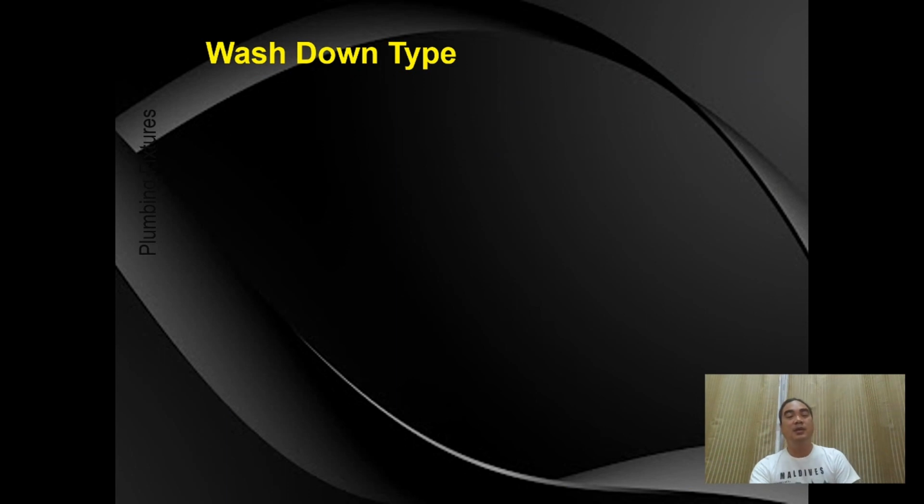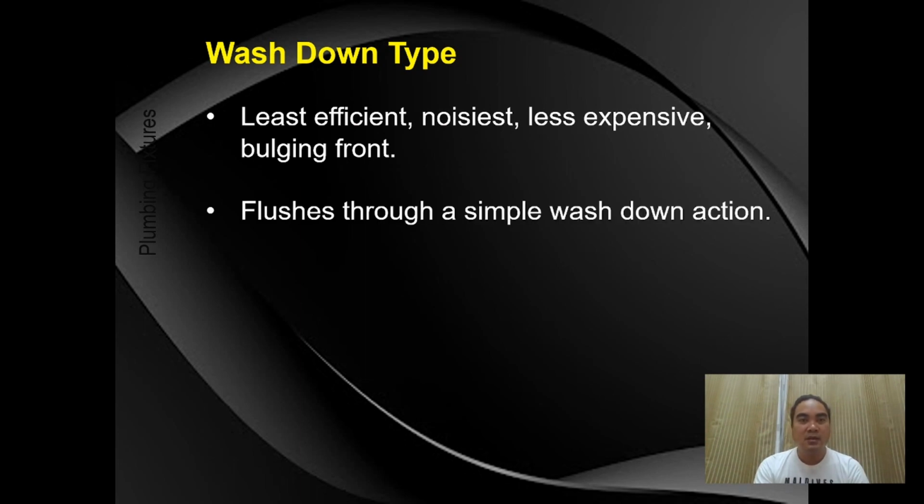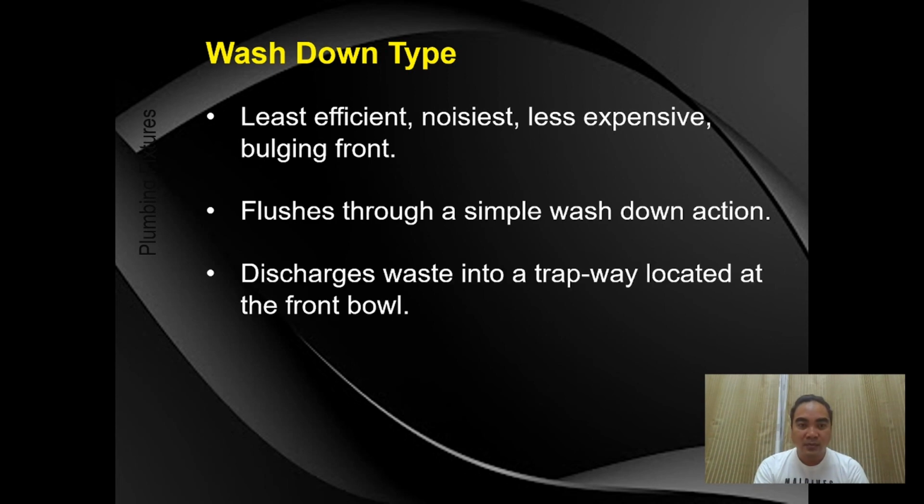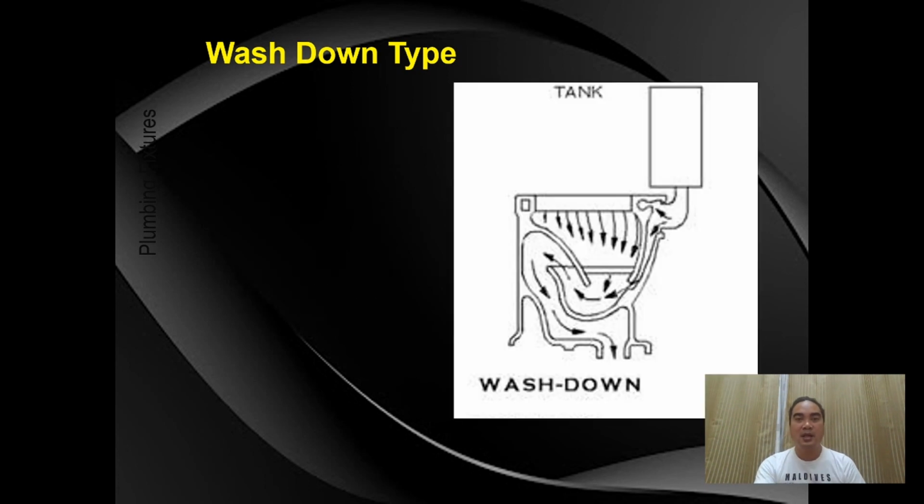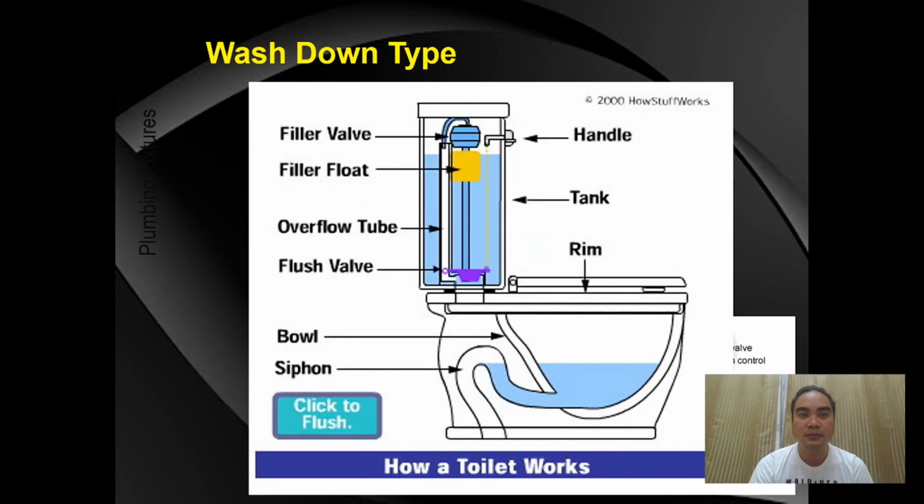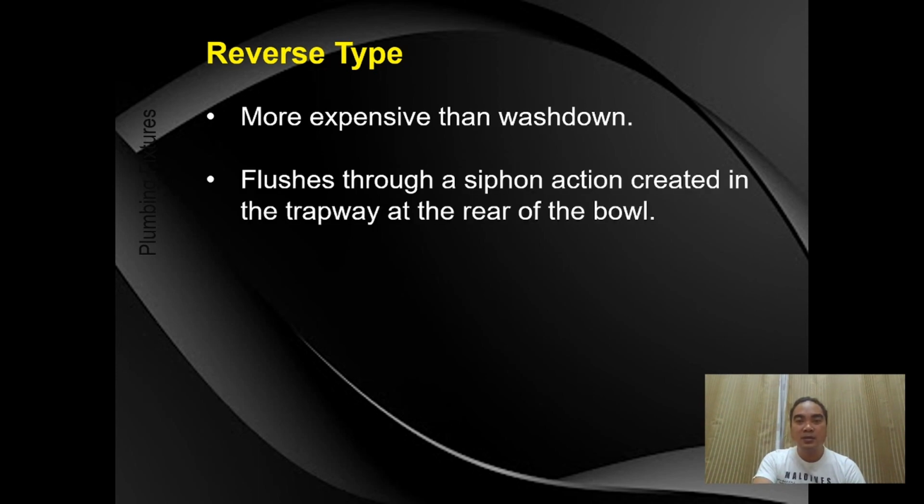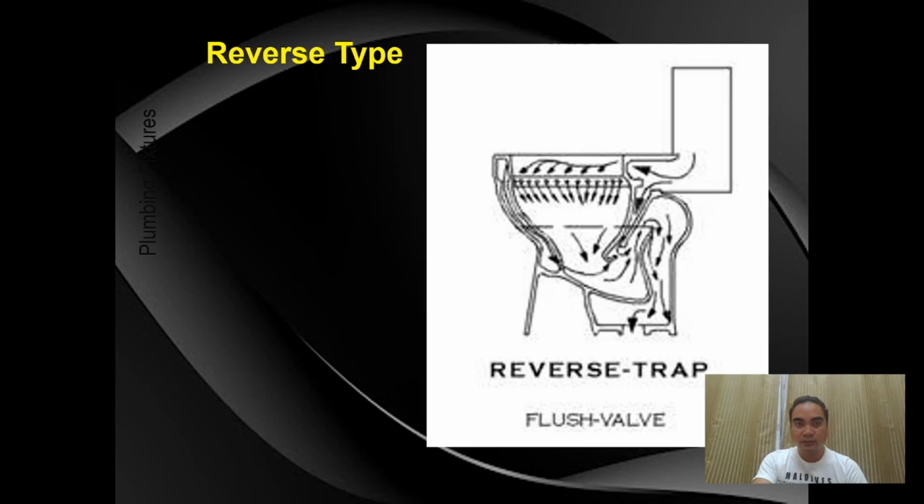Washdown type. Least efficient, noisiest, less expensive, bulging front. Flushes through a simple washdown action. Discharges waste into a trapway located at the front of the bowl. Reverse type. More expensive than washdown, flushed through a siphon action created in the trapway at the rear of the bowl. Moderately noisy.